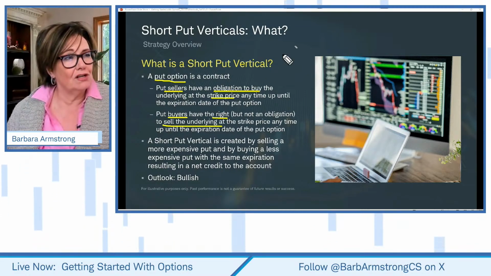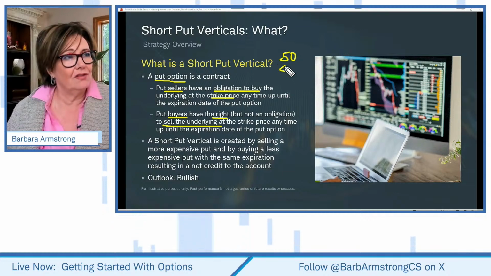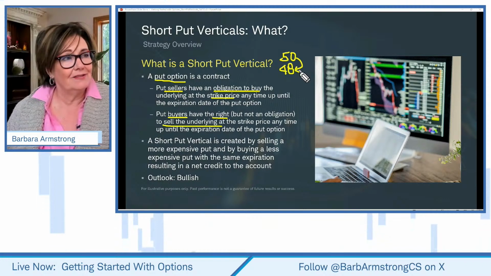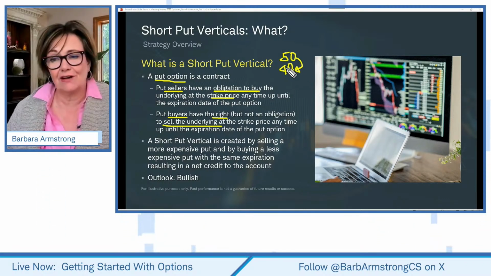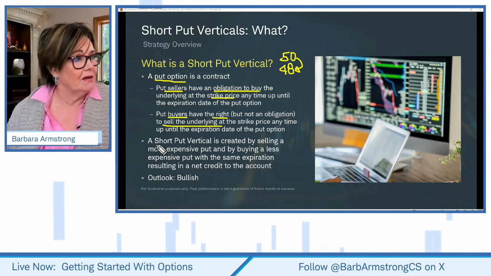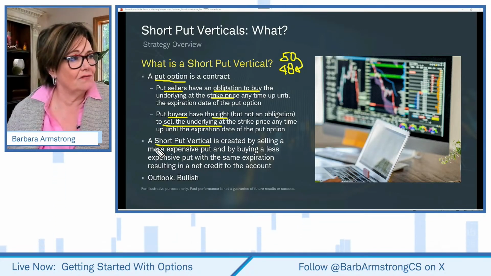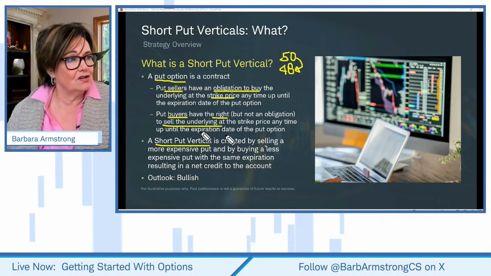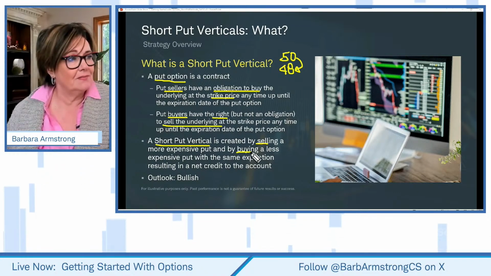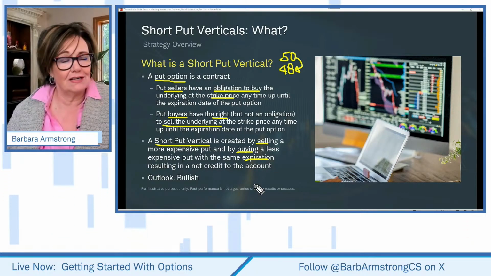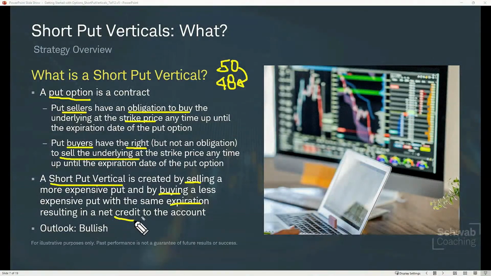So if the stock got put to us at 50, we would have the right, in the little example I just did, to sell it at 48. So I'm out by $2 less the credit I got when I got in, but at least it's not going to blow up my account. Okay, so the short put vertical is created by doing one of each of these. We're both selling a put and buying a less expensive put with the same expiration date, and we end up with a credit.